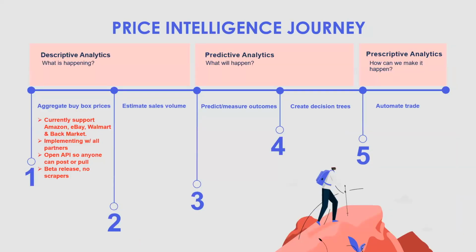This is a journey. So what I'm going to demonstrate today is actually how the technology works. We'll look at an example. But I wanted to point out before we get into this that this is a journey. This is what our roadmap looks like. The journey begins with aggregating buy box prices, which again we'll demonstrate today. But where it ends is in this vision of automating trade.